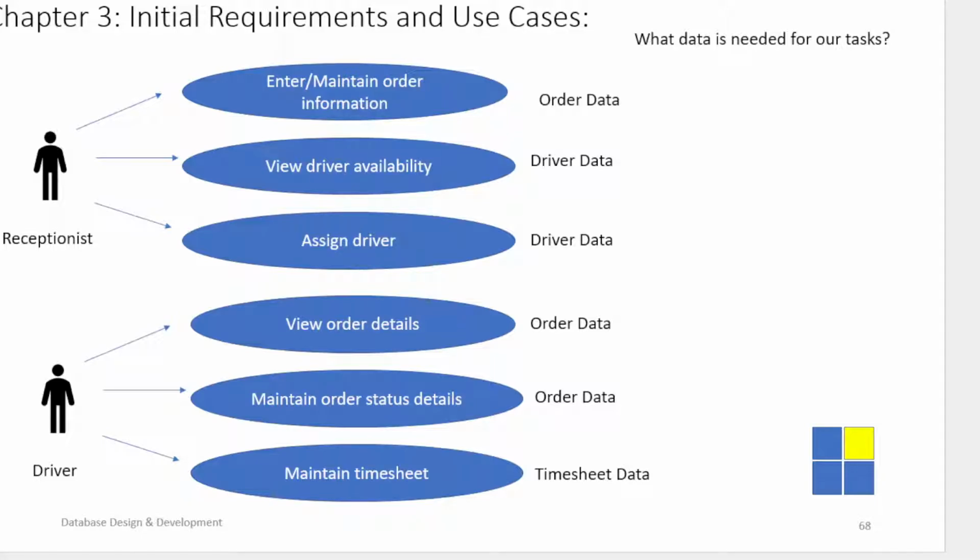Let's just start again. You really want to break your requirements into users, and here we've broken it into two users, the receptionist and the driver, then their tasks, and then make sure you understand the data behind the tasks. If you don't have this data, like let's say for some reason we don't have a timesheet, we can't put that as a task. So you have to make sure the data is available for that. Okay, so that's where we're moving into the modeling world here.